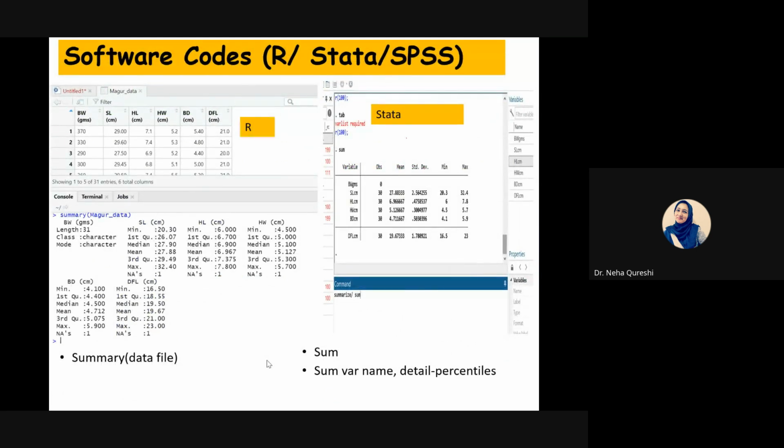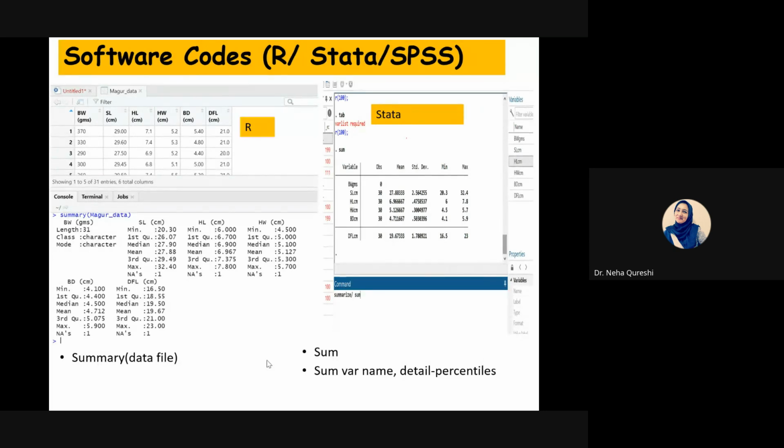Now, these are some of the codes that I have given for calculating or knowing. We use different types of software. We use R, we use Stata, we use SPSS. I think SPSS is most commonly used nowadays, but in social sciences, we mostly use R and Stata.